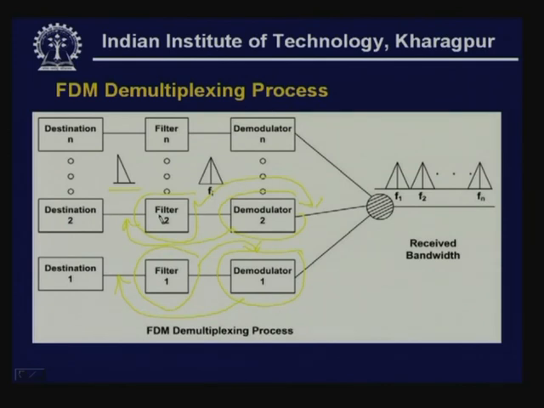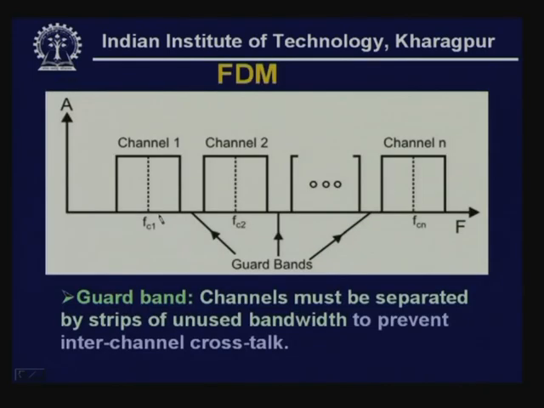Okay. So, this is how frequency division multiplexing is done, and as I mentioned, there should be some separation between different frequency bands. This is corresponding to channel 1 with subcarrier FC1, this is the bandwidth of channel 2 with FC2, and so on. In this way, you have channel n with subcarrier frequency FCN. Now, as you can see, between each band there is a small gap, and this is known as guard band.